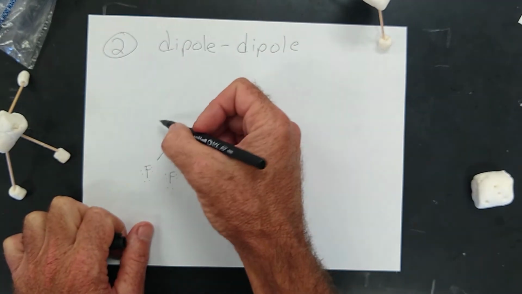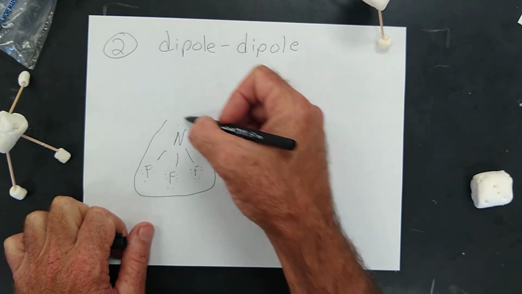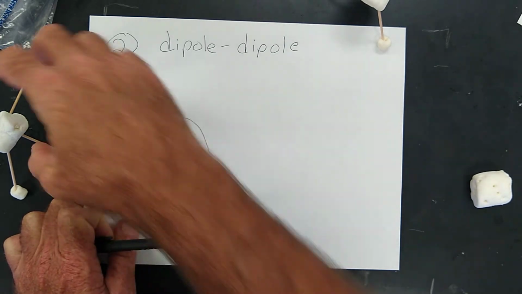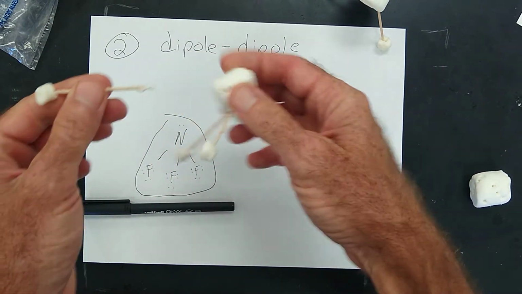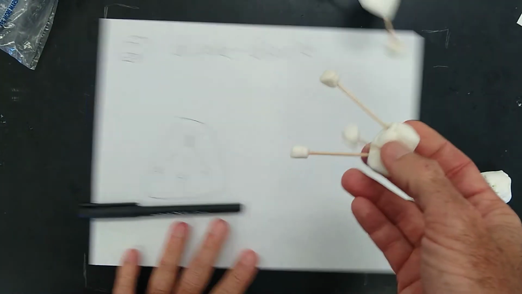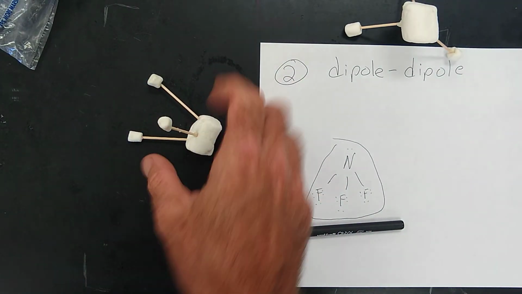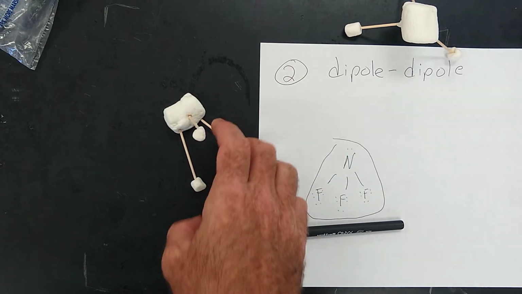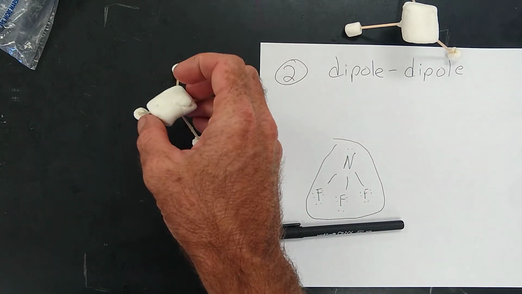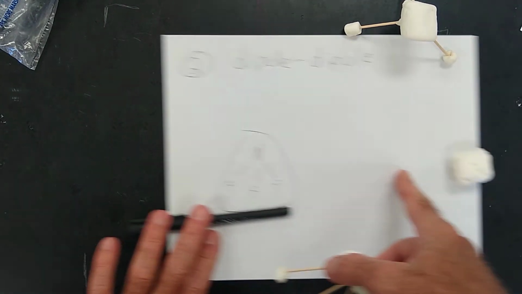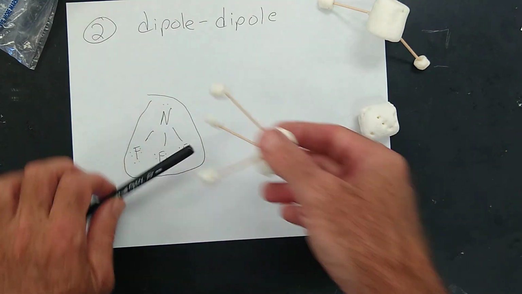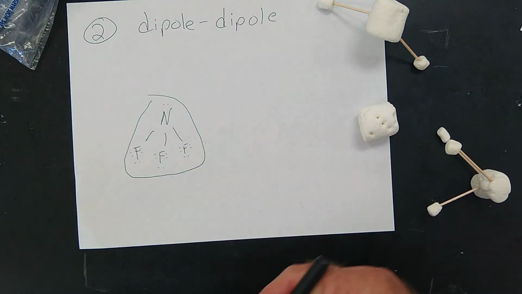This molecule as a whole is polar. You know that this shape is polar. It's got two different ends: an end with the nitrogen on it, and another end with all of the fluorines on it. So we have a polar molecule, but not only is it polar in shape, it's polar in electronegativity.